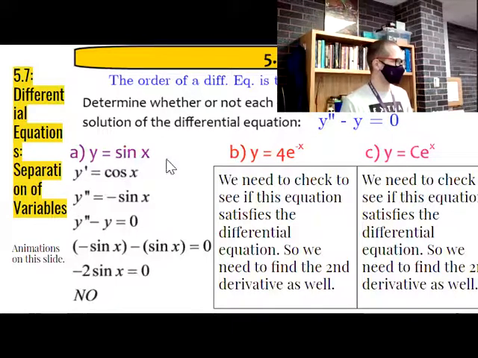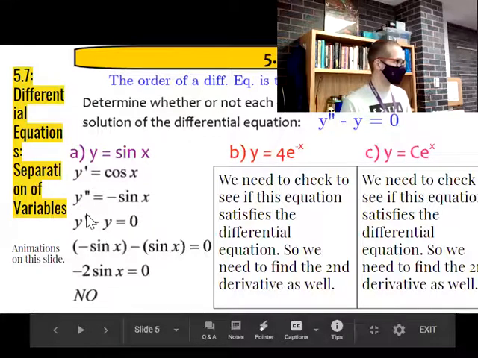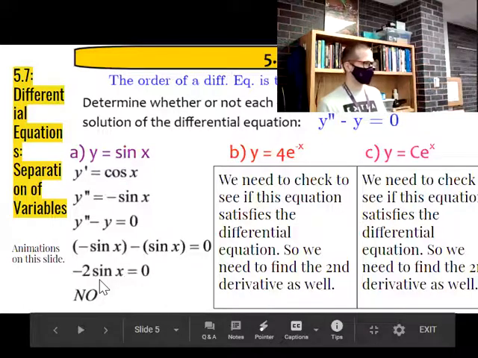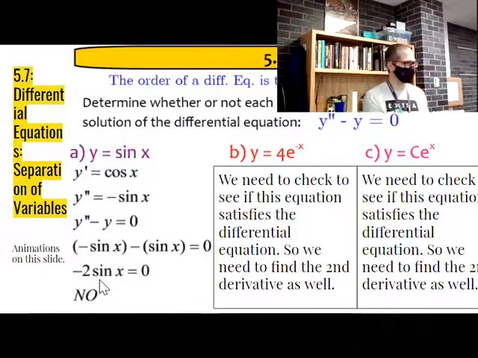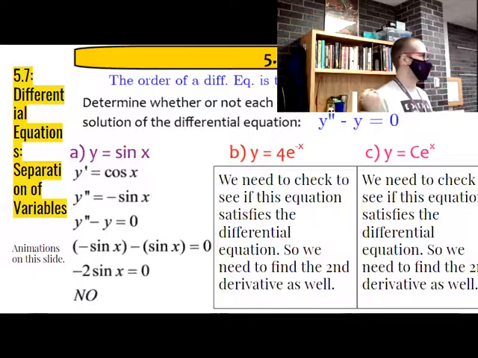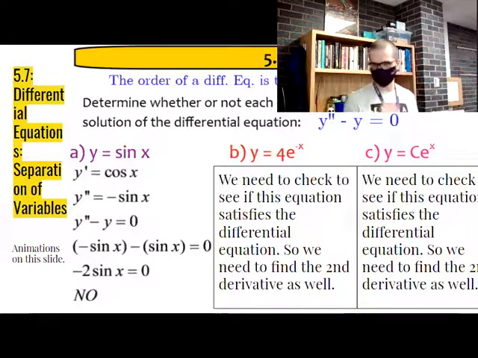So if I take the first derivative and the second derivative and plug them into the differential equation, I get negative 2 sine of x equals 0. No, that does not satisfy that equation. If it was to satisfy the equation, it would be 0 equals 0. So that is not a solution. By the way, sine of x would be a particular solution because there's no extra constants in there or anything. So that's trying to show a particular solution is or is not a solution to a differential equation.